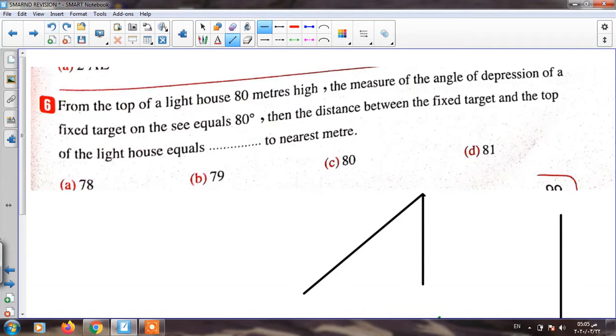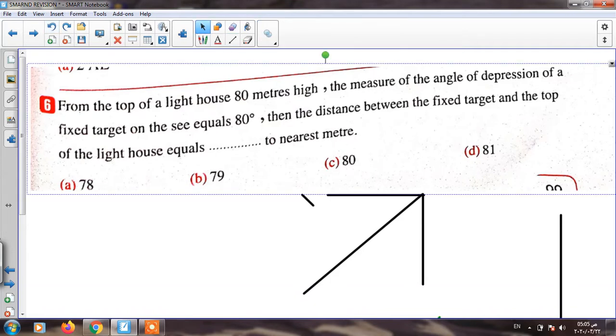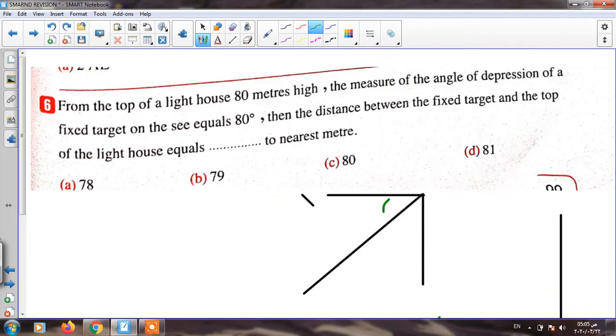This is going to be your angle of depression. Here, this is theta, angle of depression. And if this is the floor, depression, fixed target on the sea equals 80 degrees. Fixed target on the sea, 80 degrees. So this angle is 80 degrees, right?